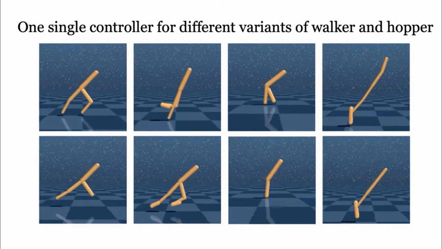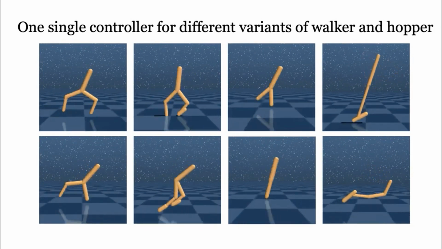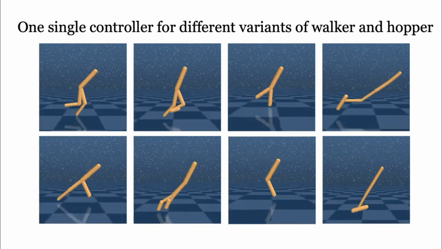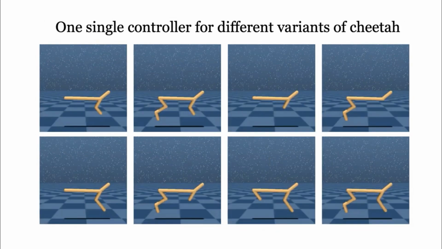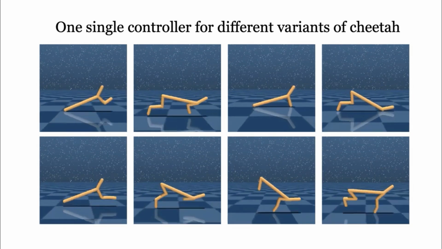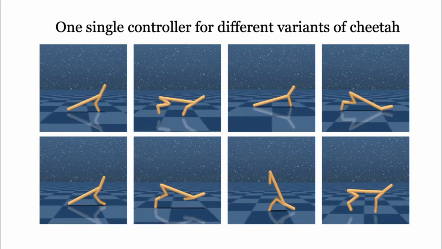And here are the results by training the model simultaneously on different variants of walker and hopper. Similarly, the model obtains remarkable performance across all of them. And these are the results from cheetah and its variants. The agents have different numbers of legs and thus have different behaviors.